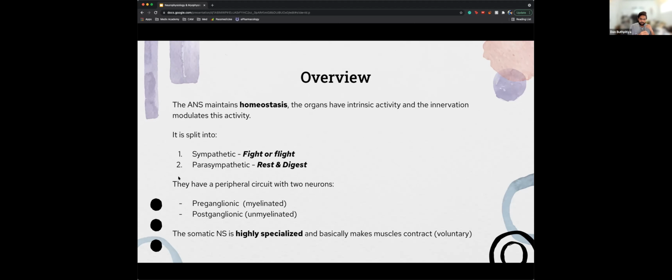Now, the autonomics can be split into two, and this is where it gets really annoying because there are so many divisions, but you'll get the hang of it by the end. So sympathetic is our fight or flight, right? And parasympathetic is rest and digest. I really recommend just drilling this into yourselves now. It's very easy to remember, and it will help when we get to the effects that our sympathetics have on certain organs and the effects that our parasympathetics have on other organs.